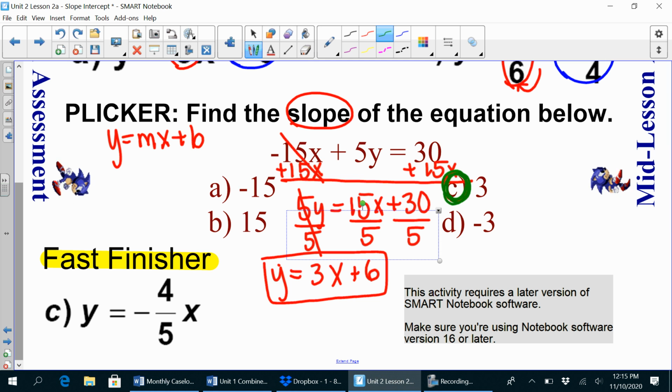For your fast finisher, if you're finding the slope, which is going to be the number that's in front of the x, but then what would the y-intercept be? Think back to a few slides, maybe the second slide where we had to identify slope and y-intercept. If there is nothing there, then it's going to be 0.